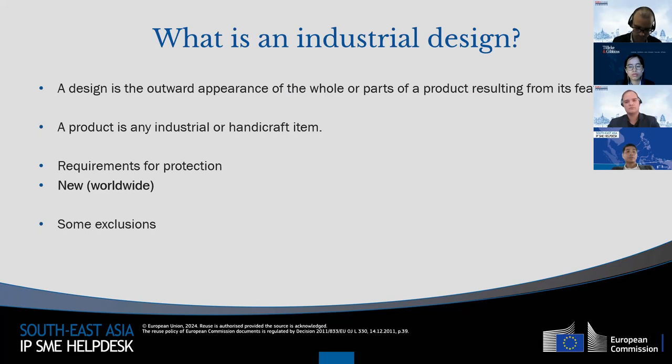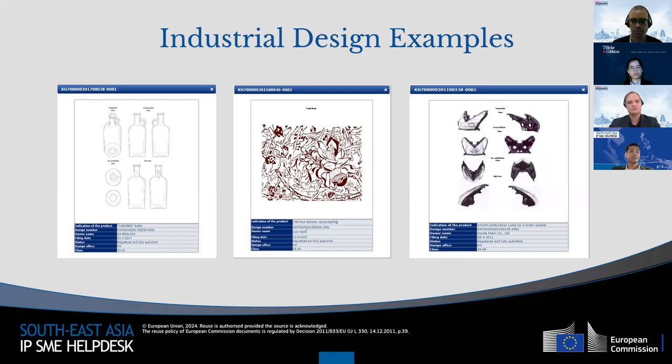So we talk about the design. Design is the outward appearance of the whole or part of a product. Okay, let me go quickly. The product can be any industrial or handicraft item. So design is any composition of line or color, or any three-dimensional form or any material, whether associated with line or color, deemed to be industrial design, provided such a composition or material gives a special appearance to a product of industry or handicraft. And it can be judged by the eye. So this is the definition of design in the law. Next, please. This is just an example of a design registered with the DIP. Next, please.